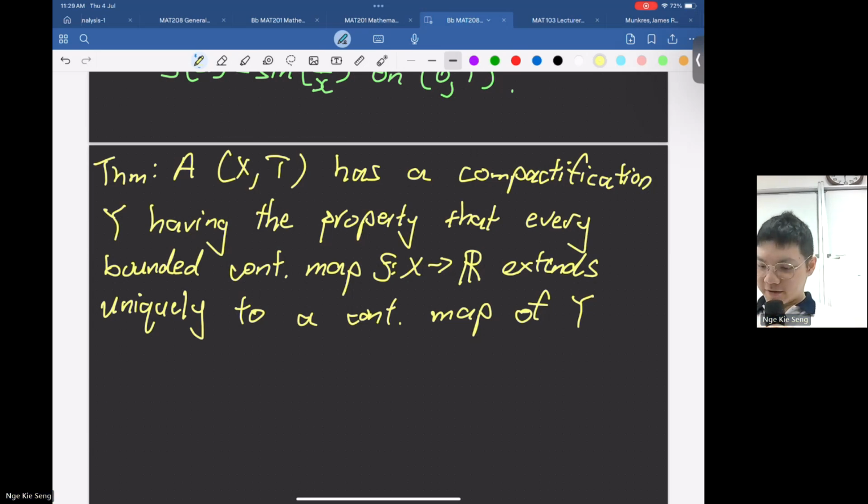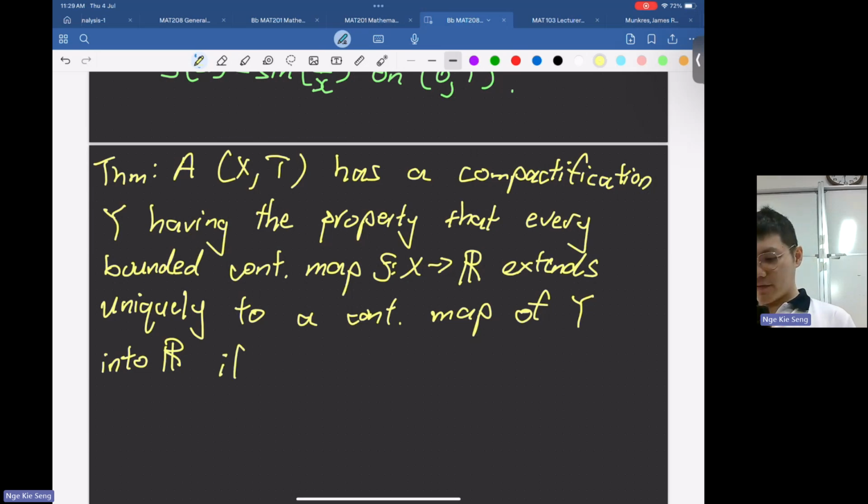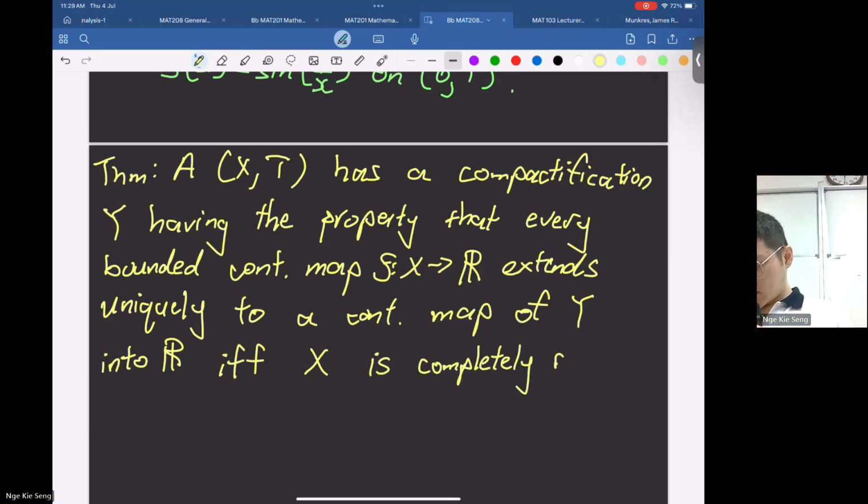Okay 吗？So 我们没有要做选择，我们全部都要 extendable 在这个 space 上面。Okay, when is it true? So when do you have this kind of compactification? If and only if the space you started with is completely regular. Okay, we will prove this.